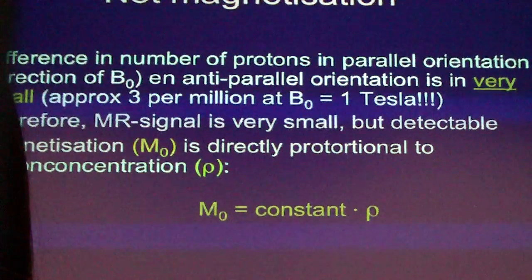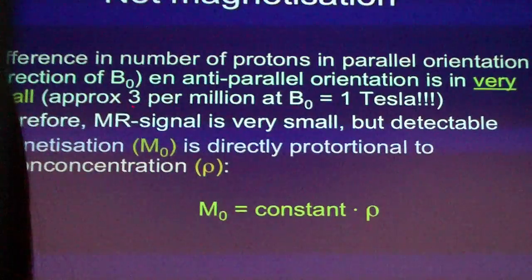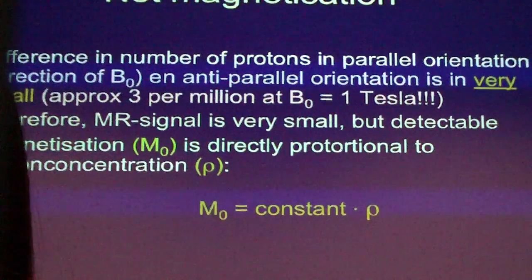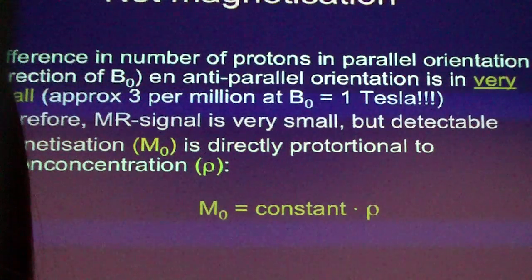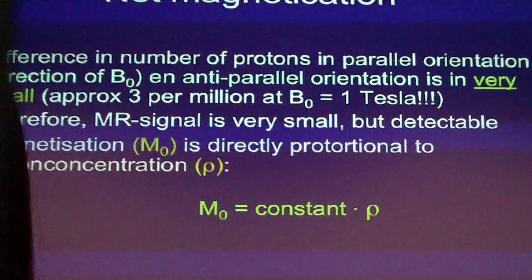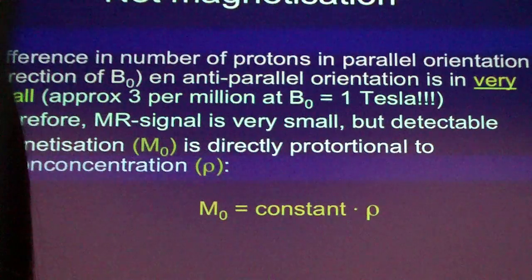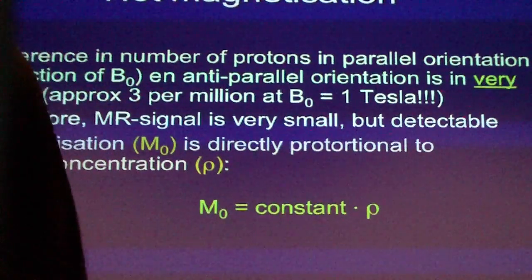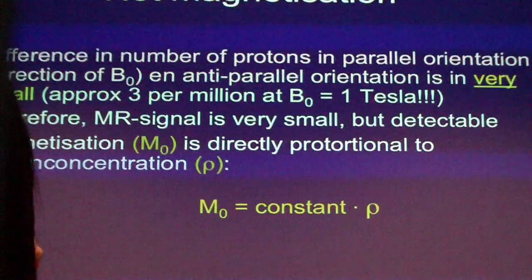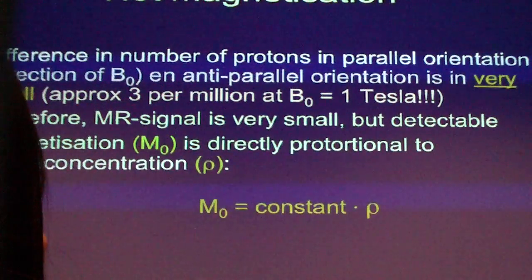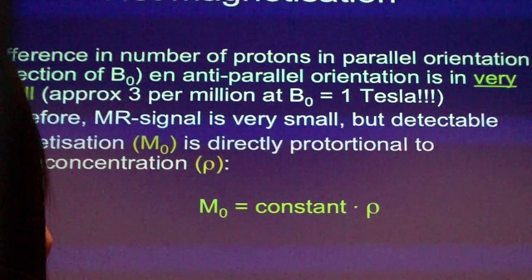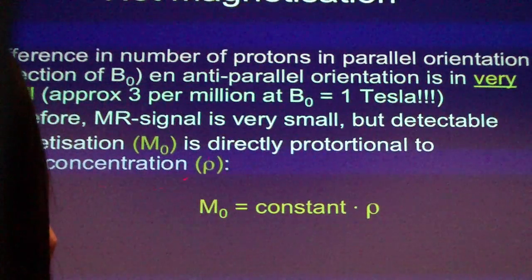Okay, so we have a difference in the number of protons that have parallel or anti-parallel direction when you place them in a strong magnetic field, but it's only about 3 per million at 1 Tesla. And this increases with a stronger magnetic field. The clinical scanners, the older ones, are mostly 1.5 Tesla scanners. Newer ones are also 3 Tesla scanners. It depends a little bit on the application that you want to do, what is better. But you see that with a stronger magnetic field, you get more net magnetization. A little bit more are in the optimum down position.